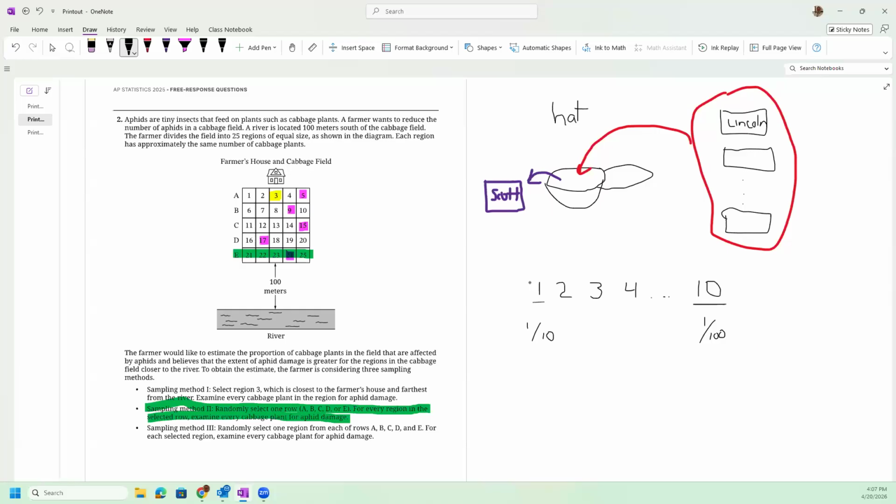So the first thing you have to remember is that every one of these numbers should be the same number of digits long. When you're using a random number table, you got to label it 01, 02, 03, 04, all the way up to 10, because now it's a 1 out of 100 chance to be picked.